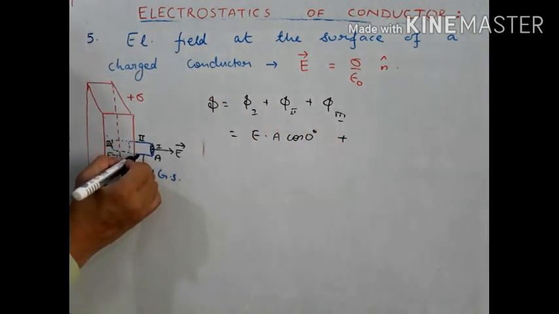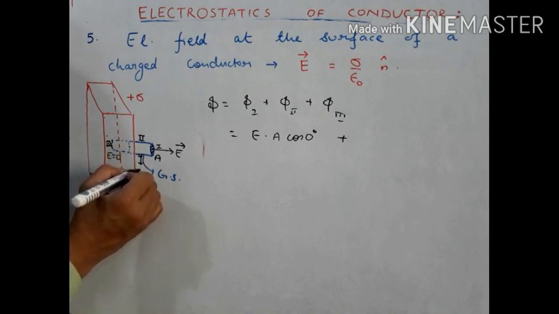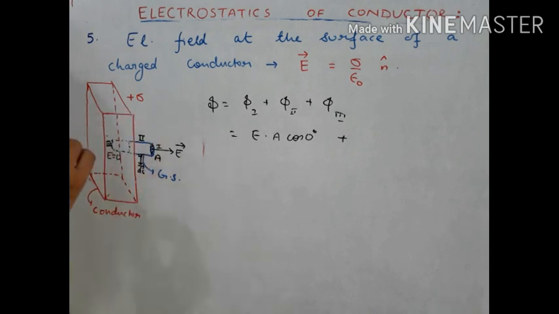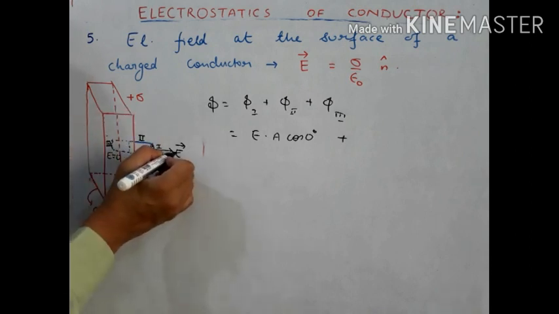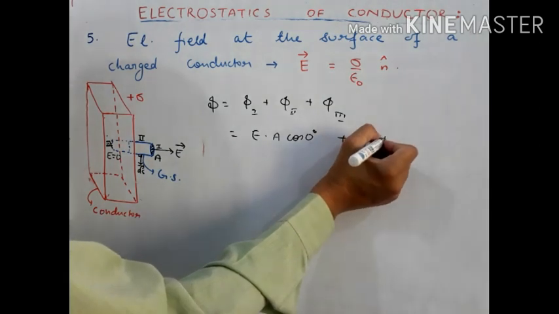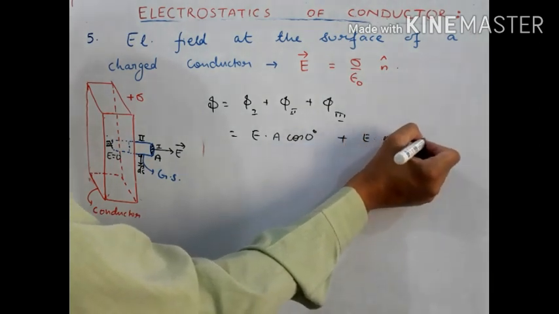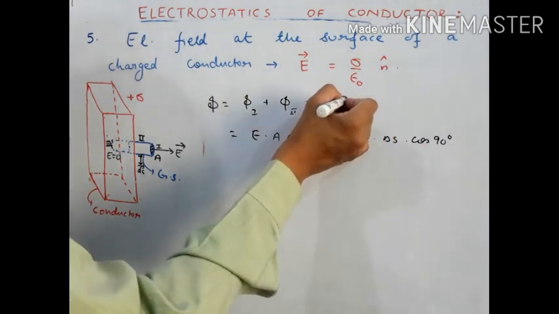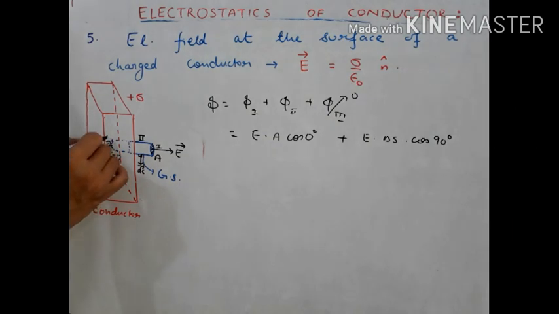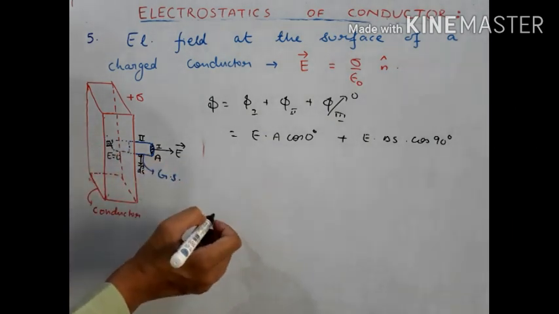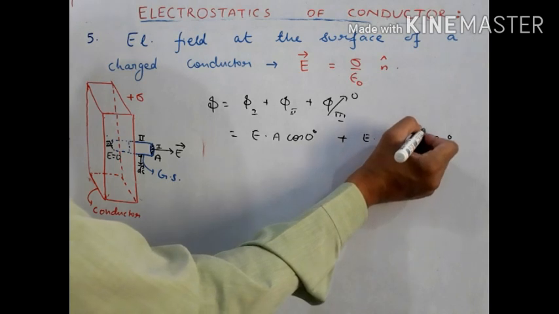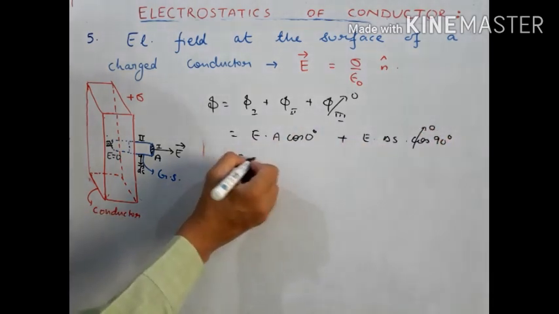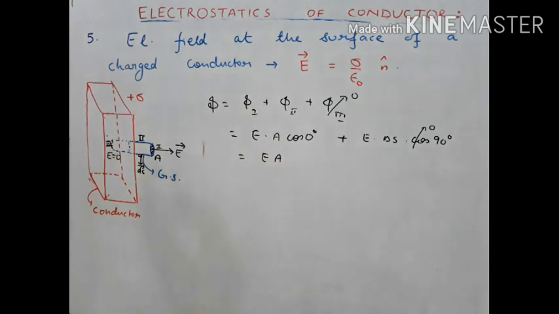For phi 2, you see, if you choose any area element, the ds vector will be normal to the surface, like so or like so or like so, and that ds vector will be perpendicular to E vector, so it becomes E times area element times cos 90 degree. And phi 3 will be 0. Why phi 3 will be 0? Because on this surface electric field itself is 0. So cos 90 also becomes how much? 0. So what is left behind is E times A. So this is the total flux through our Gaussian surface.